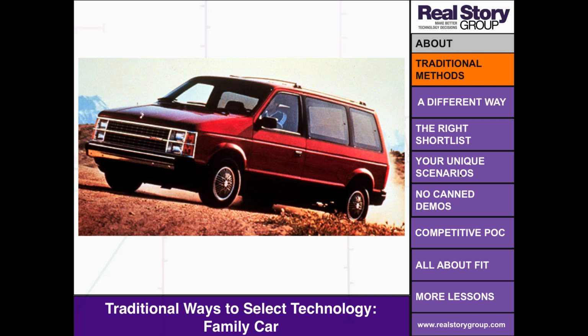The next wrong way is the family car approach. I don't know about you, but when I got my license, I always thought my first car would be some nice little red sports car. But in fact, the first car that I drove was something that looked very much like the minivan on the screen. That's because that's the car my family had. And when I wanted to drive something, I drove what my family had.